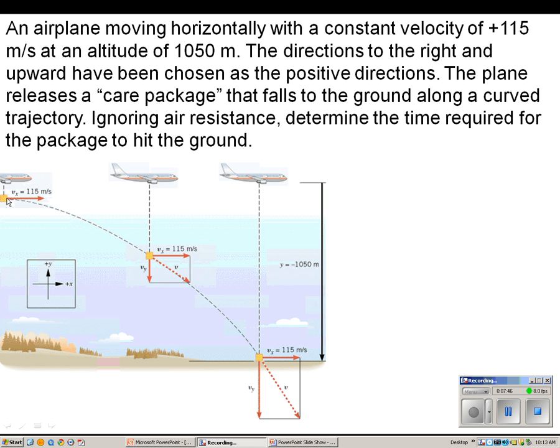And you'll notice there's a couple interesting things here. The care package is dropped, and so it has an initial velocity in the x direction of 115 meters per second, and its velocity in the y direction is 0.